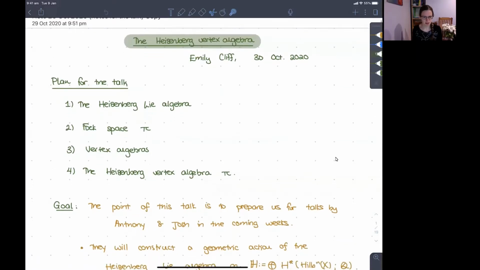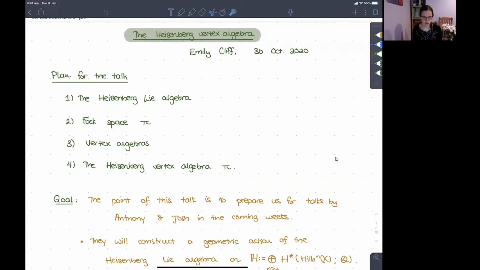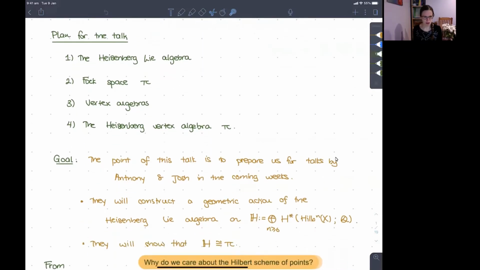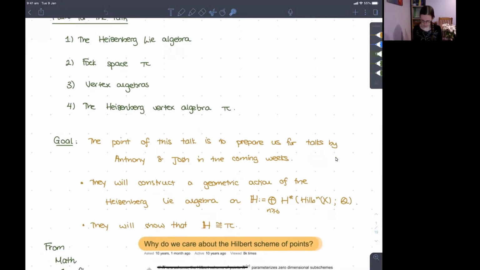And the point of this talk is to prepare us for talks by Anthony and Josh in the coming week, where they will show that this Heisenberg Lie algebra acts on the direct sum of the cohomologies of the Hilbert schemes of n points of X, and that this makes this cohomology isomorphic as a representation to the Fock space, which means that it becomes a vertex algebra. And this is a famous result of Nakajima and Grojnowski.